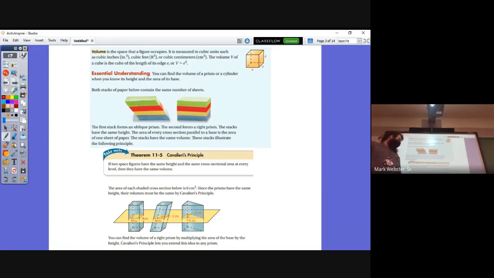So one of the things that they talk about here is something called Cavalieri's Principle. You don't have to write that down, but basically all it says is if every place along the way has that same cross-sectional area, and they have the same height, then they have the same volume all told, right? That's all that means. And so it doesn't matter what the shape is. It doesn't matter if it's leaning or standing up straight or whatever. If the cross-sectional area is the same all the way through, then it's going to be the same no matter what the figure is, right?